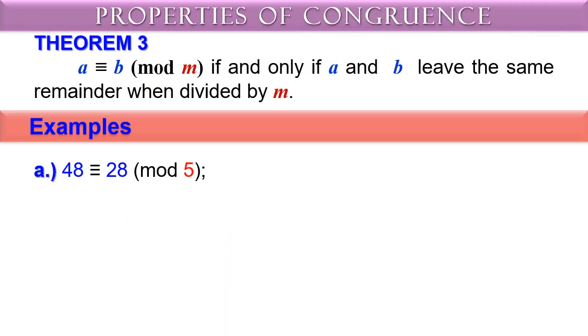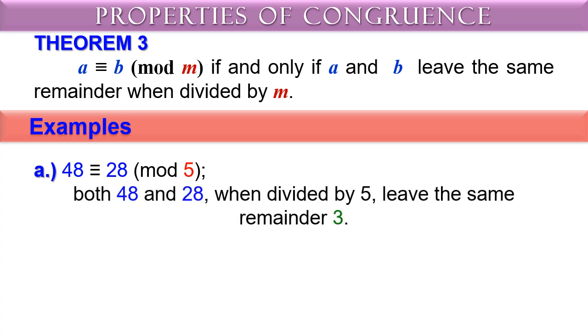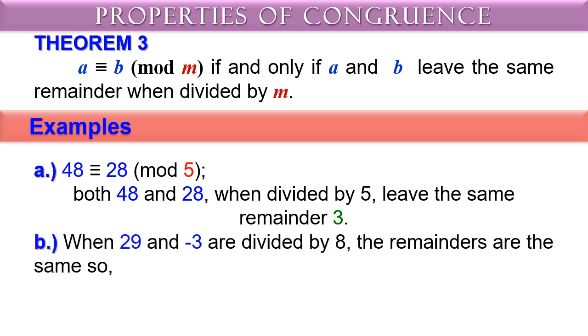48 is congruent to 28 mod 5. This example shows that Theorem 3 is true, since 48 and 28, both of them, when divided by 5, leave the same remainder, which is 3. Additionally, when 29 and negative 3 are divided by 8, the remainders are the same. So, by Theorem 3, we say that 29 is congruent to negative 3 modulo 8.